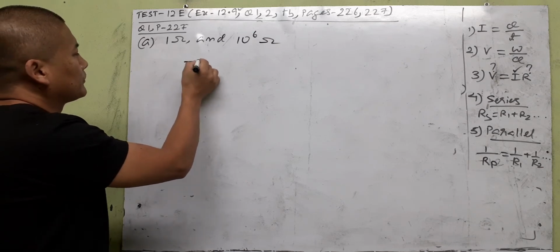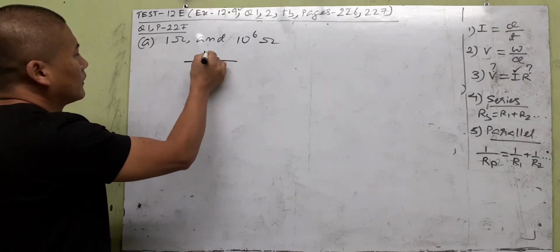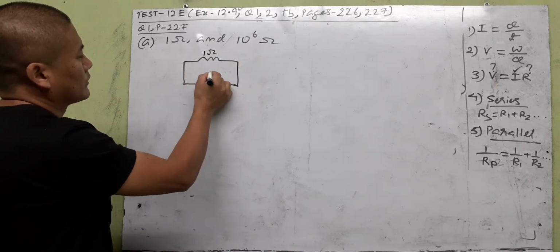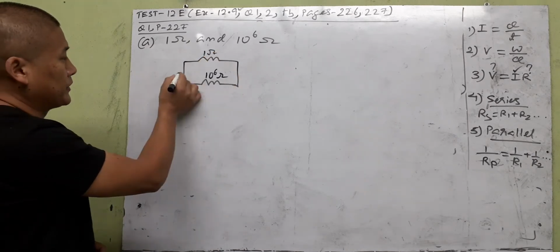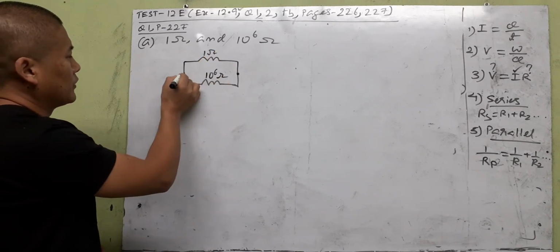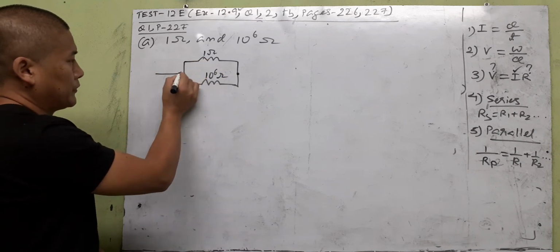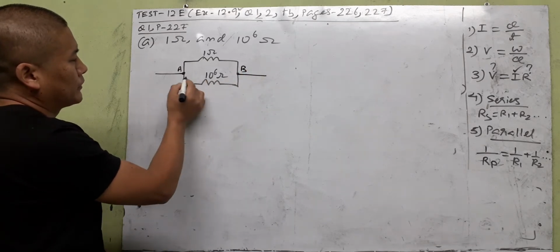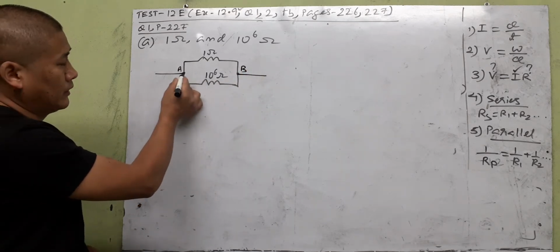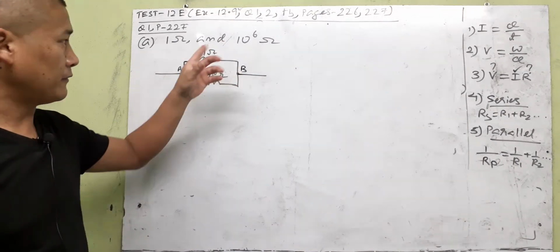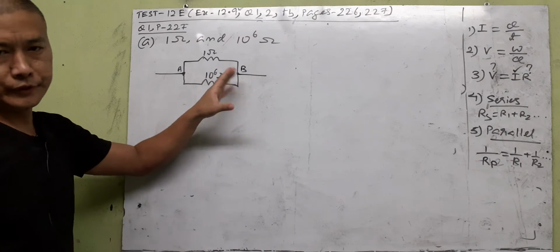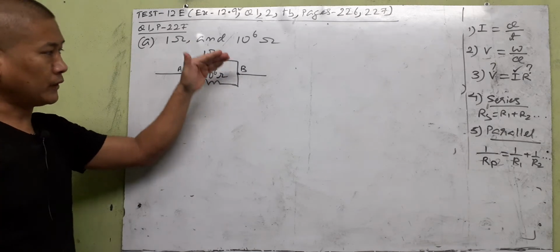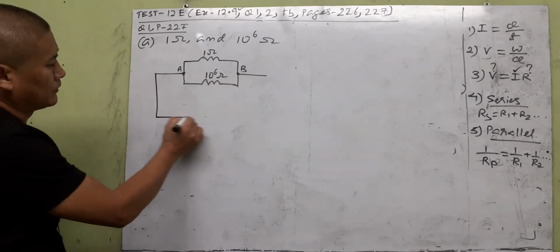You can draw if you want. Here 1 ohm connected to 10 to the power 6 ohms. Ohm is the unit of resistance. Parallel means both of them are joined to the same point. Beginning point of 1 ohm is this A, let us say. Ending point is B. So also the beginning point of 10 to the power 6 ohm resistance is A and B. So both of them have the same starting point and ending point, one above another.